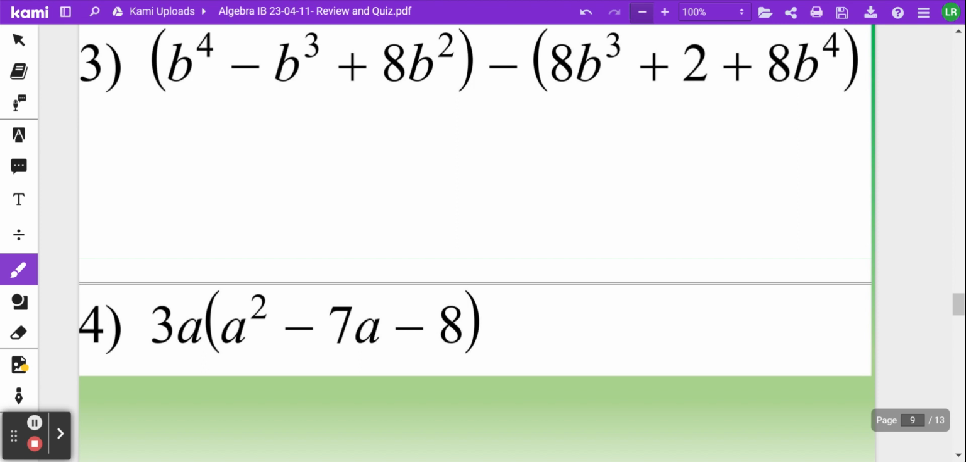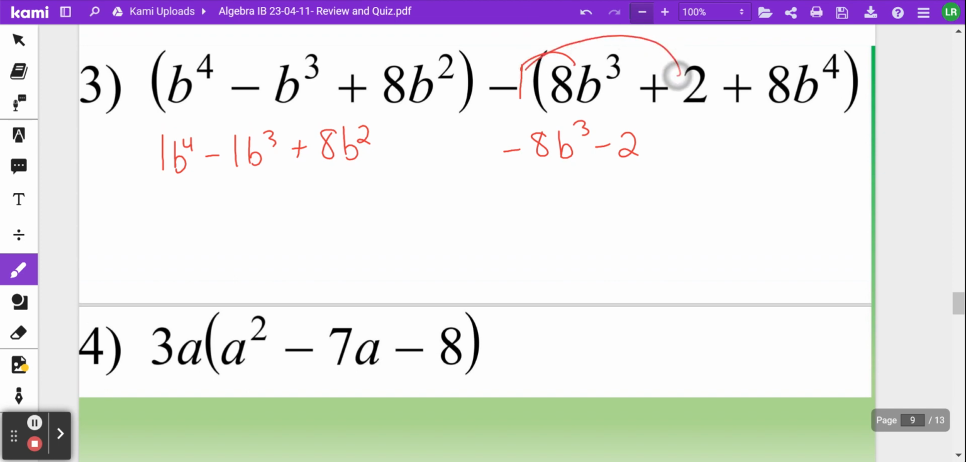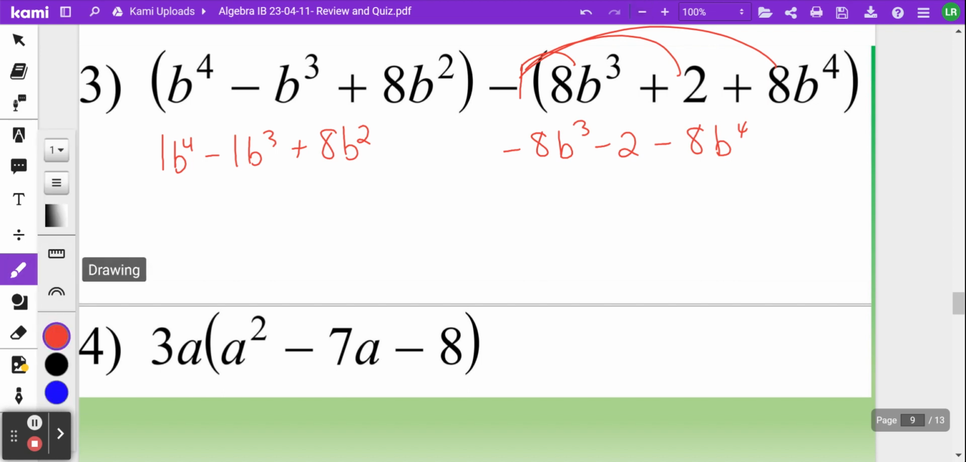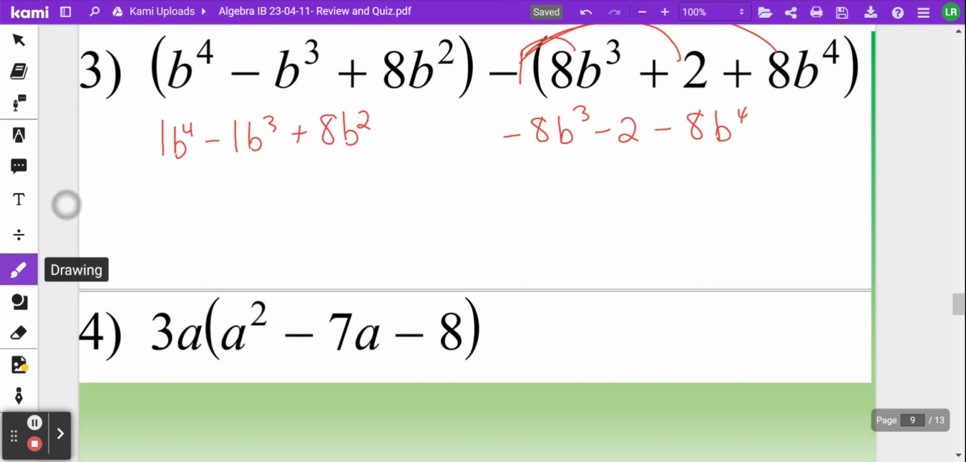All right, this first one we do have to distribute, but it's only the second one. So we bring this down, b to the fourth, 1b to the fourth minus 1b to the third, plus 8b squared, and then we are distributing negative 1 times 8. That's negative 8b to the third. Negative 1 times 2 is negative 2. We're distributing, and negative 1 times 8 is negative 8b to the fourth. I got to look for my biggest exponent, and my biggest exponent is the b to the fourth. So 1 and negative 8. That would be negative 7. B to the fourth.